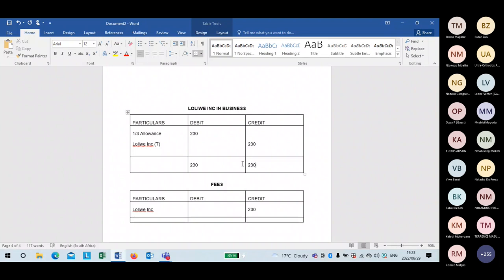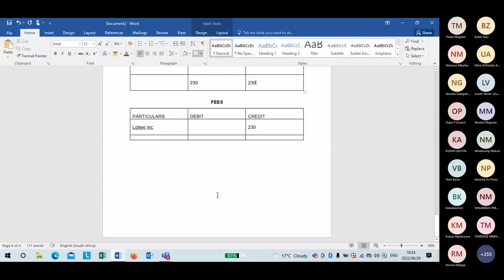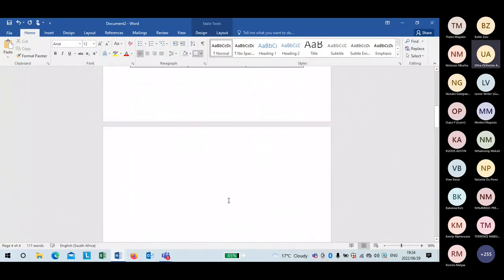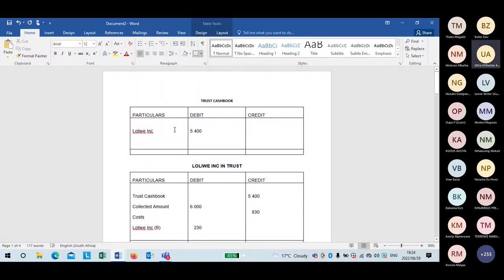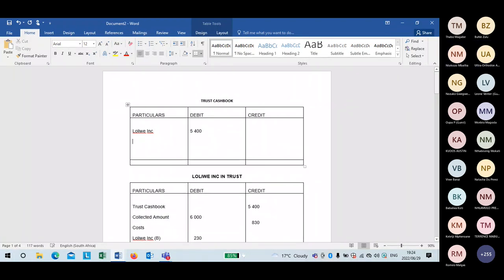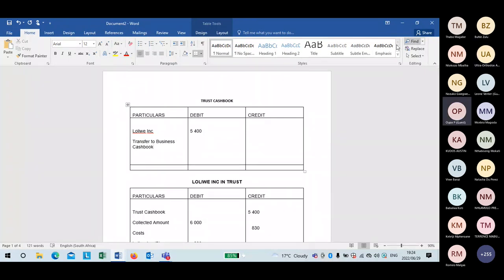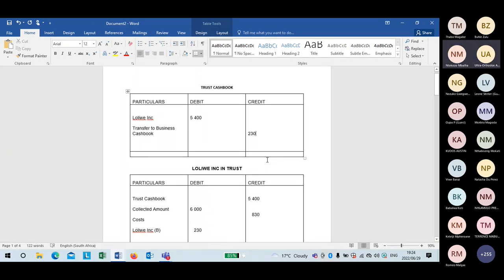Trust cash book. What do we do in the trust cash book? Credit. We credit the trust cash book. And what do we say in explaining this transaction? We say transfer to business cash book, not so? Transfer to business cash book. Do we debit or do we credit? Credit. How much? 230. Is that all we do? What else do we do?